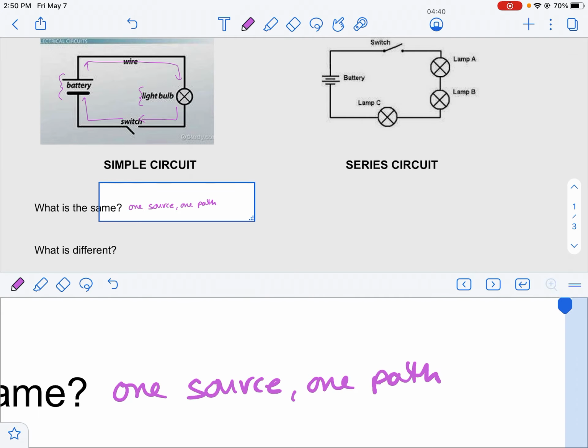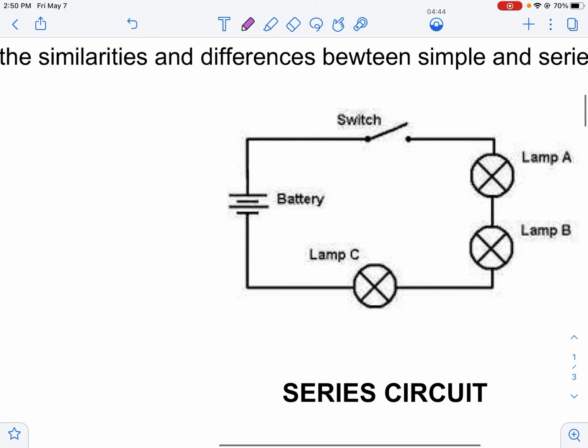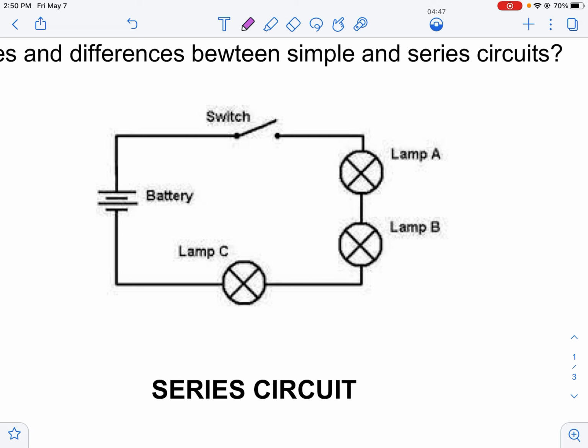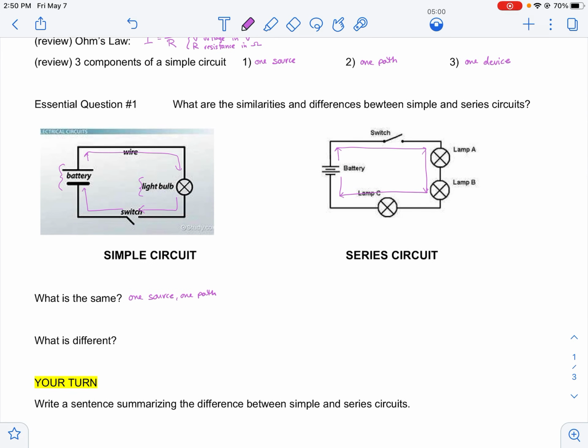Right? My simple circuit just has one choice for the electrons to move on, and so does my series circuit. So in my series circuit, all the electrons have to flow in this same direction. Okay. I also see that both of these circuits have a switch, but we said that really doesn't make a difference, right? So we're not going to write that down. Yeah, that's about what I see.